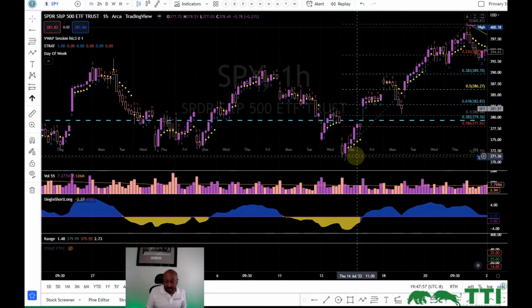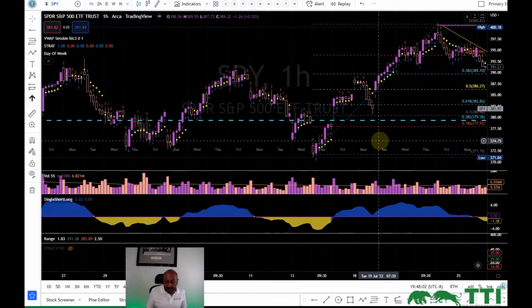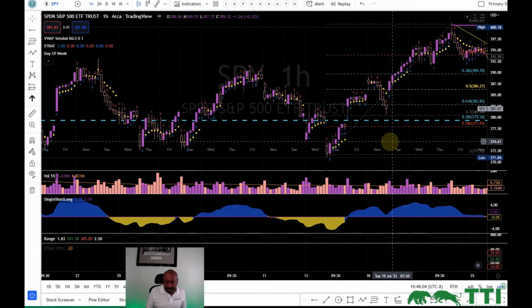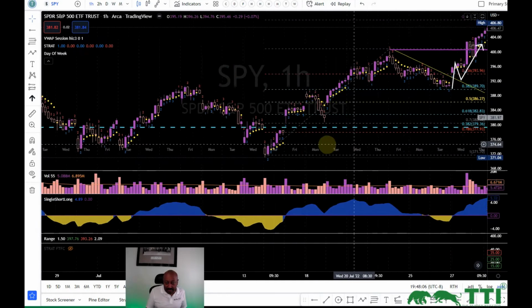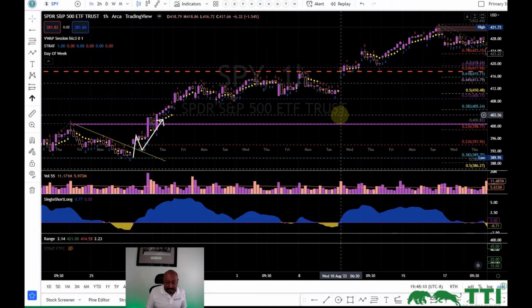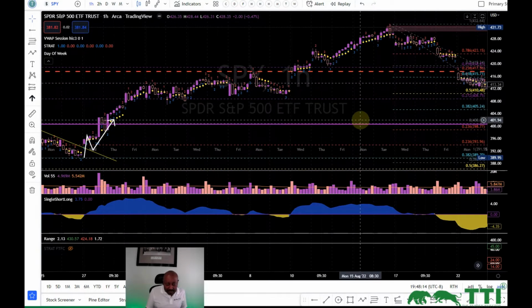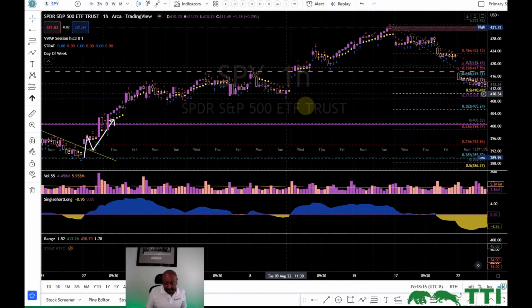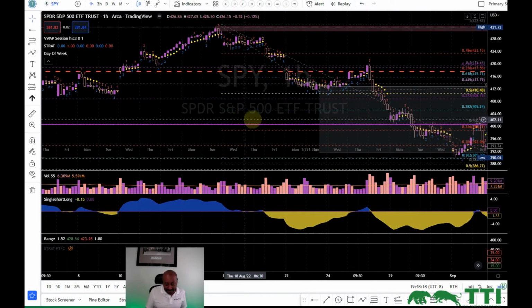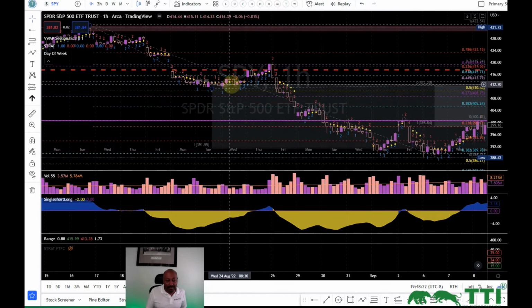So I want to show you an example, but I'm not seeing one yet, because SPY has been making so many gaps. Okay, here's a good example.